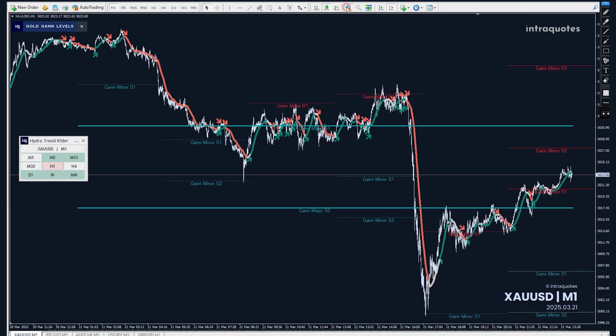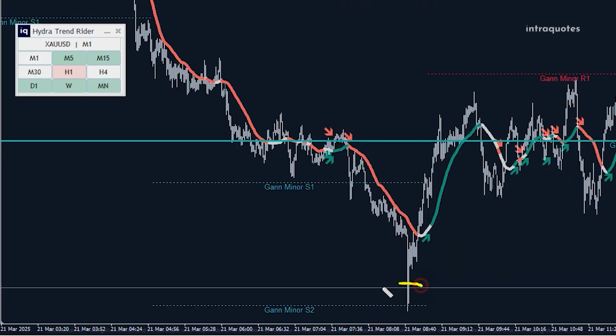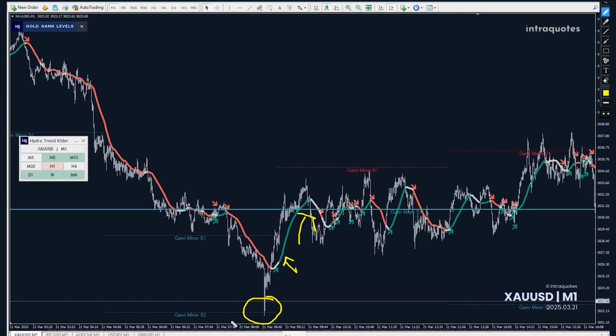This is last Friday's gold chart. Look how sharply gold has reacted here. Then later on Hydra gave a bullish signal around here and the market moved up. It was a good scalping opportunity. Take a look here. Gann minor levels are always the best for scalping. Combined with Hydra, it confirms the trend for confident entry and exit. You won't find this in other Gann indicators.